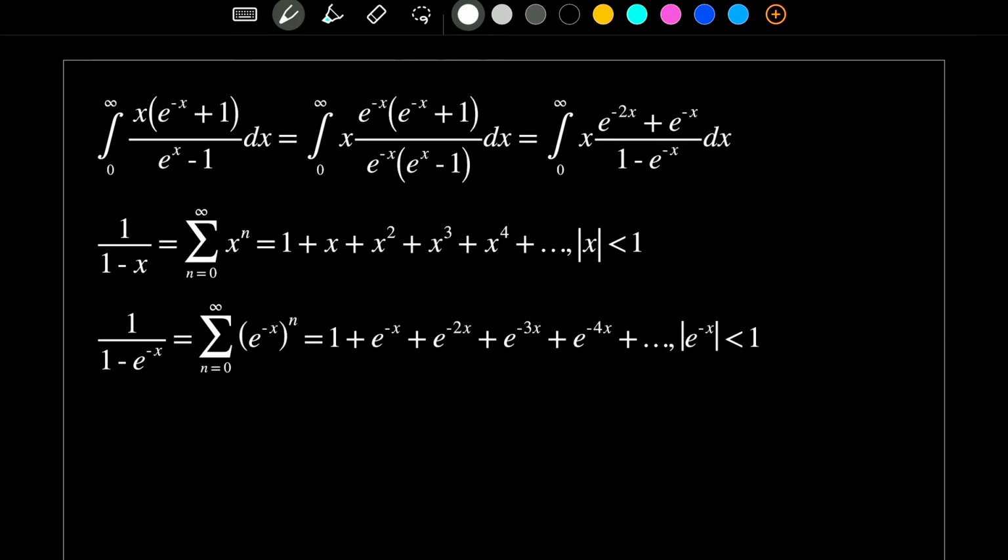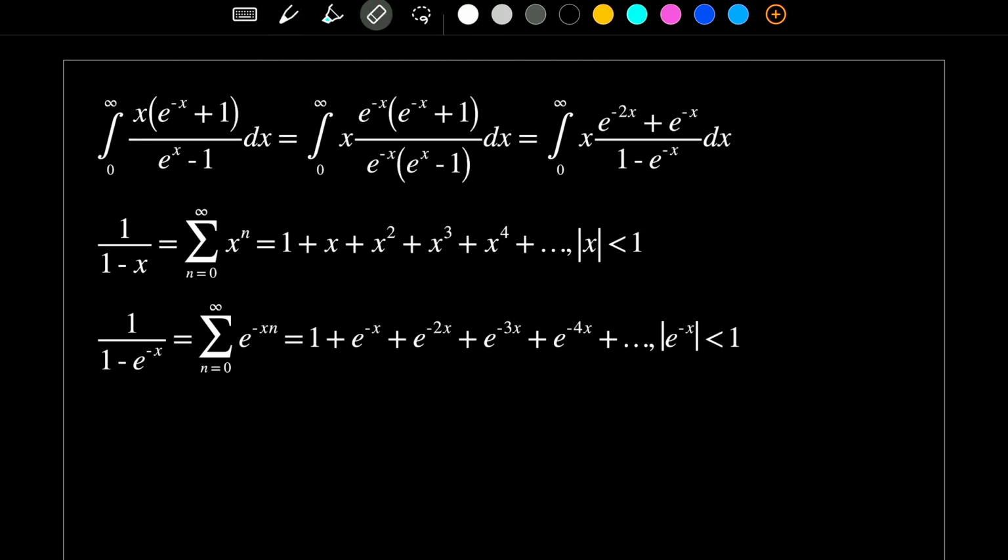Now we're going to rewrite this a little bit still. We're going to get e to the power of minus x times n, which is just taking that power and multiplying it. The next step we're going to do is use this in our integral. So maybe let's get rid of all of this.